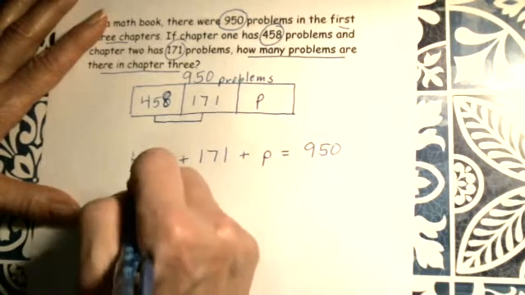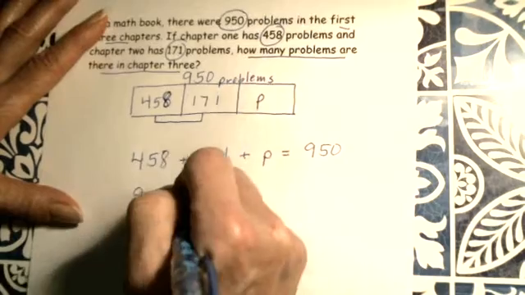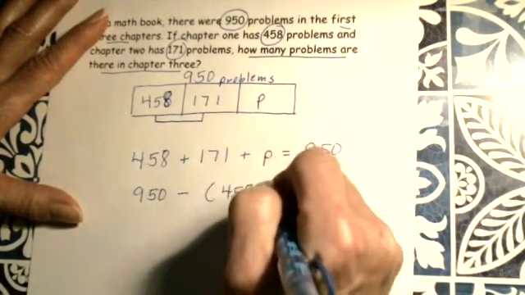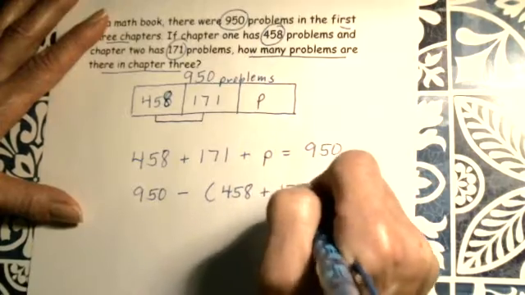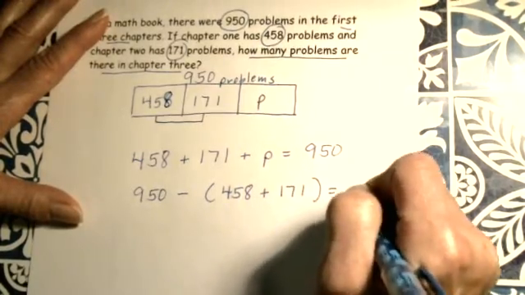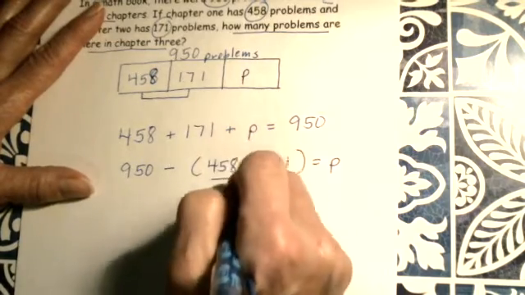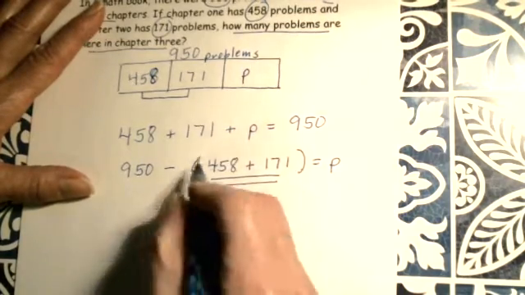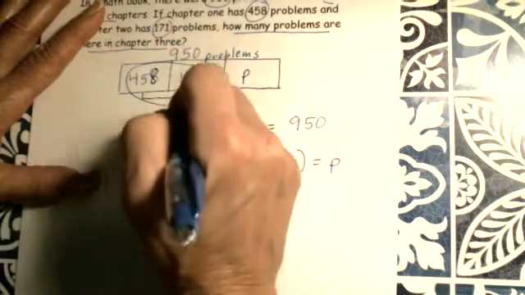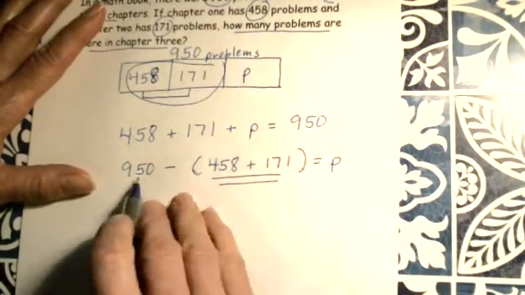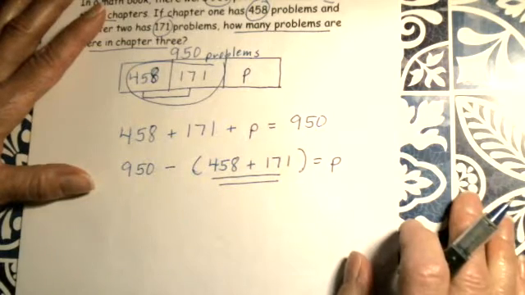950 minus 458 plus 171 equals P. This is what you do first, so it's in parentheses. I have to add these two first. After I find the sum, I subtract it from 950.